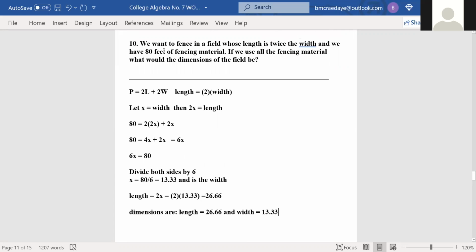The perimeter was 80, and the length is twice the width. So I let X be the width and 2 times X would be the length. Yeah, I get the 26.66. I get that part right. I get all of that. But then I put the width before the length. Because in the problem they asked for the width, that's why I think I put the width.